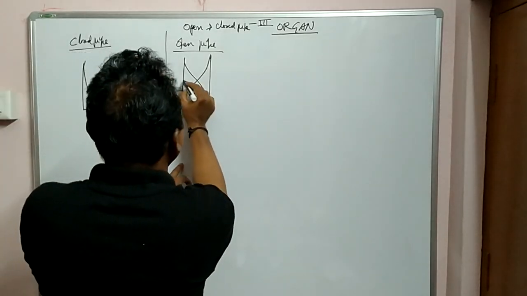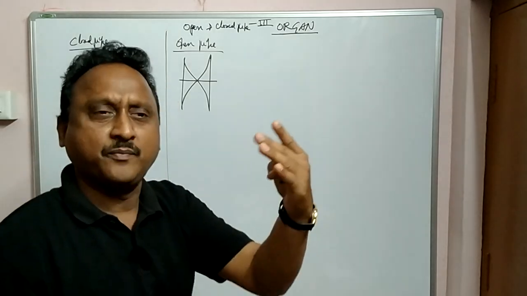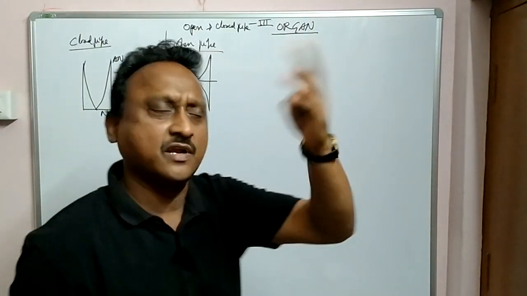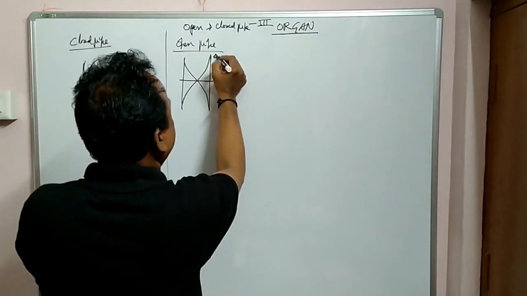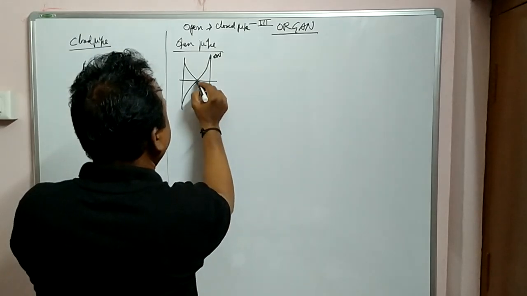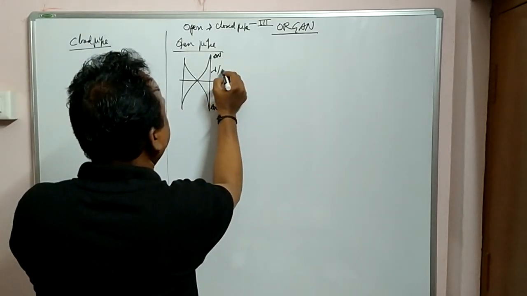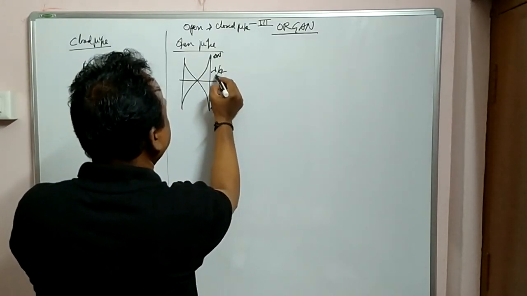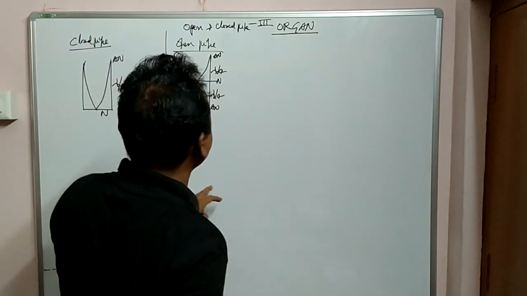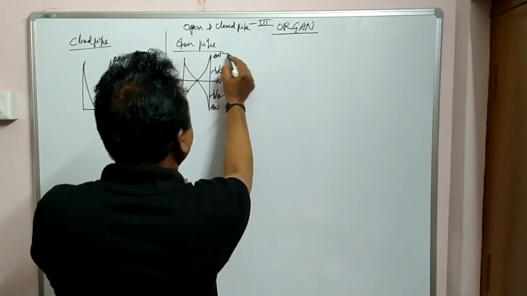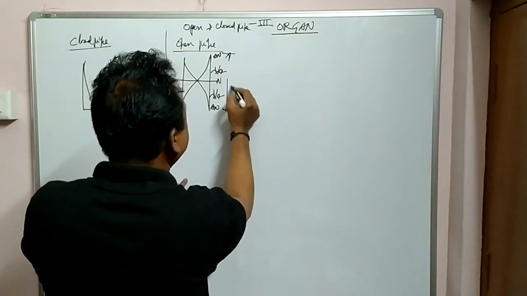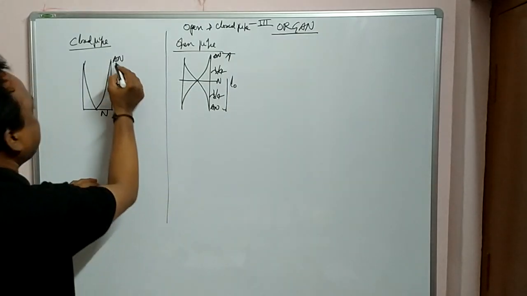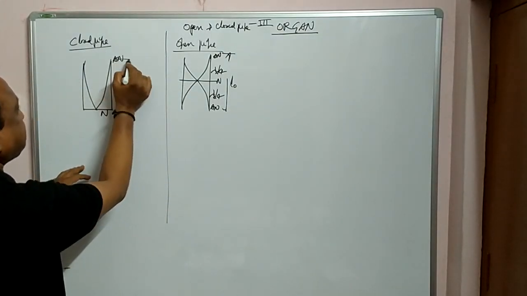The same way for the open pipe, both sides are open, so antinodes are formed at the ends, and in between a node. So lambda by 4, lambda by 4. This is the open pipe. I will use suffix 0. So this is the total length of the open pipe, and this is the total length of the closed pipe.